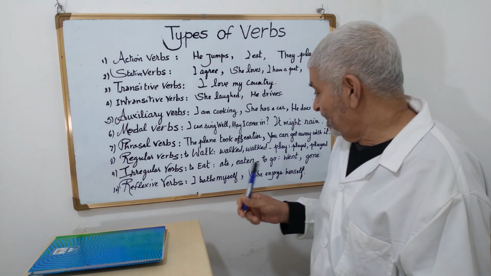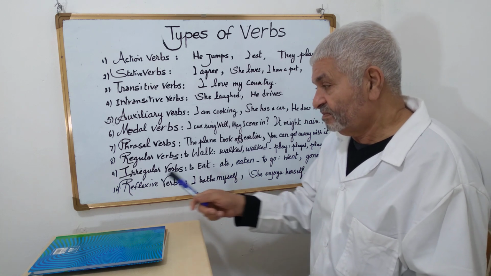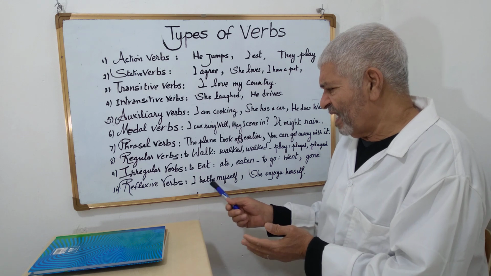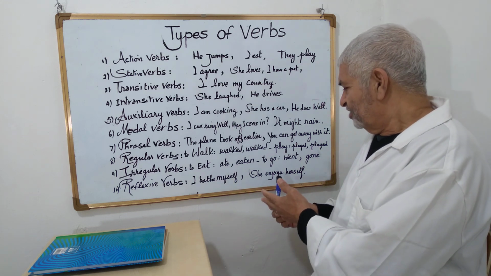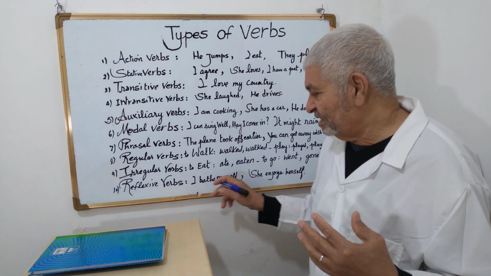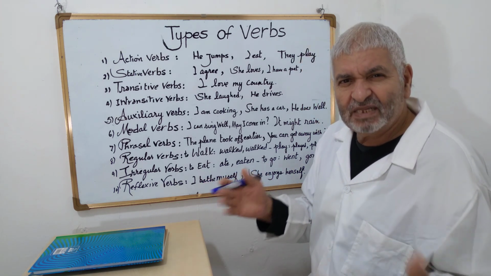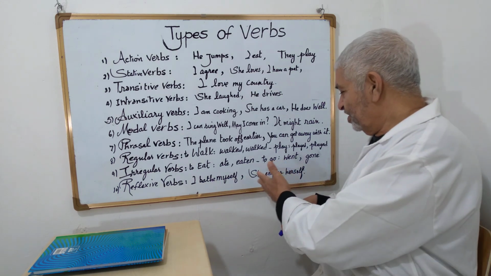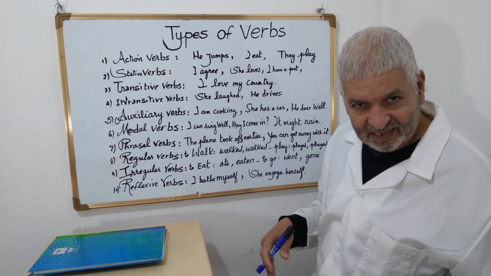Okay. And finally, the reflexive verbs. The reflexive verbs, for example, I bathe myself, she enjoys herself. The subject and the object have to be the same thing. I and myself is the same thing. She and herself is the same thing.